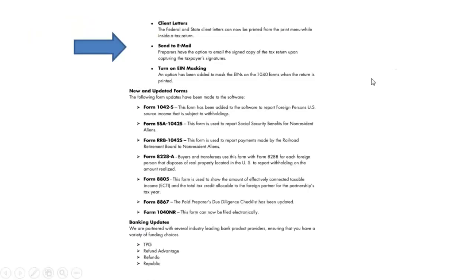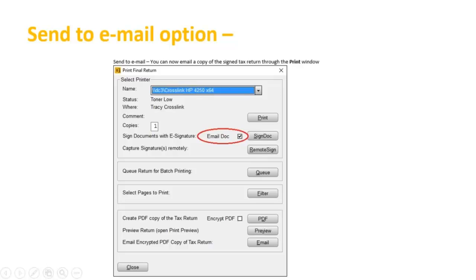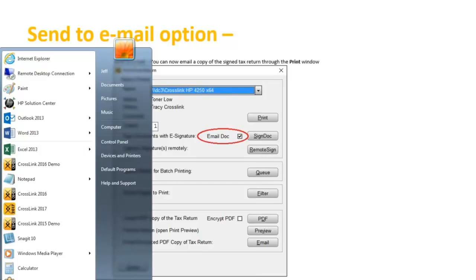Next is this ability to send email directly from the program itself. Now, sending email, here's a picture of it, because this is hard for me to get into in the new program because I can't print in it yet. But here's an image of it, and we have this little email document checkbox when you go to print. So now you can sign the doc and have it emailed directly to that customer, or you can have the email or the copy of the tax return encrypted and emailed to them straight from the program. And some of this I can show you in CrossLink itself.